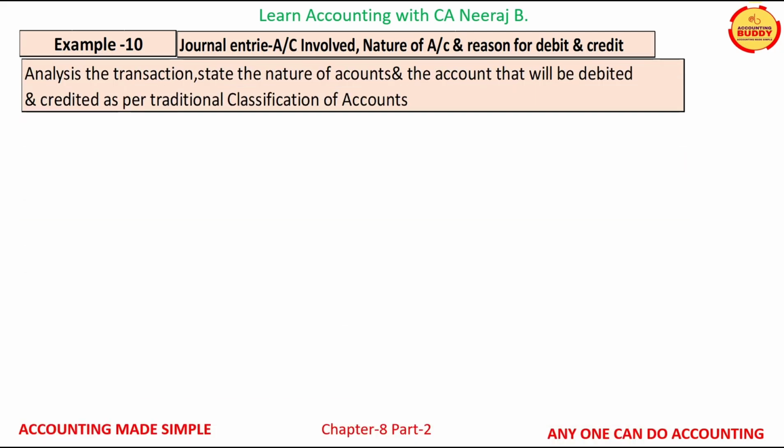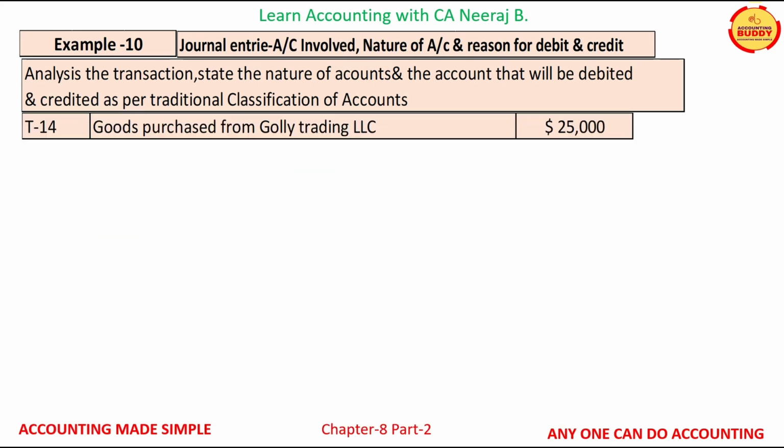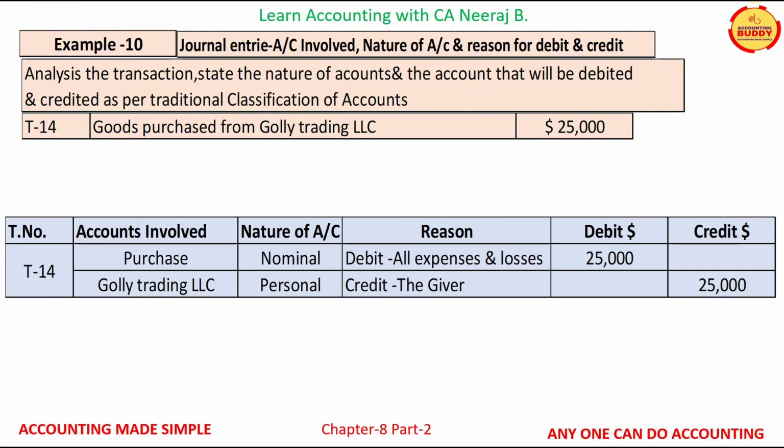Another illustration on your screen is analyze the transactions, state the nature of accounts and the account that will be debited and credited as per traditional classification of accounts. Transaction T14 on your screen is goods purchased from Goli Trading LLC for $25,000. The two accounts which are getting affected are purchase account and Goli Trading LLC.